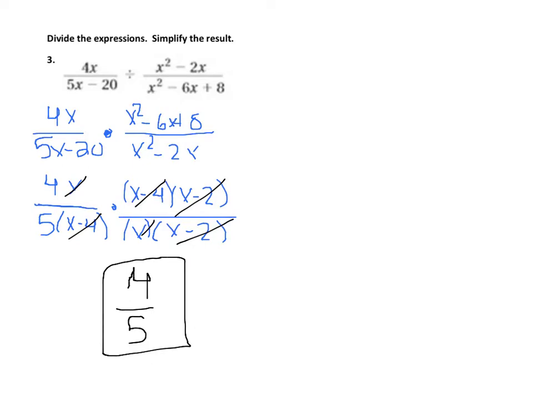So let's see. First step, change it to multiplication by the reciprocal. Factor is the second step. Simplify things out. Write your final answer in factored form. So press pause. I'll help you a little, maybe. Right there. Press pause and try to do this one on your own. Remember, step 1 is to multiply by the reciprocal. Step 2, factor. Step 3, simplify. Step 4, write the answer in factored form.